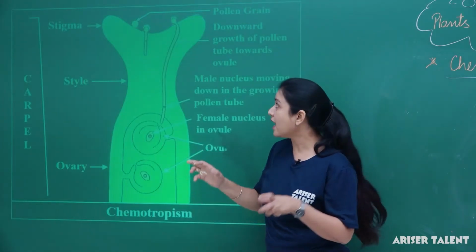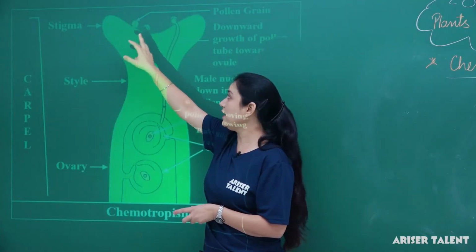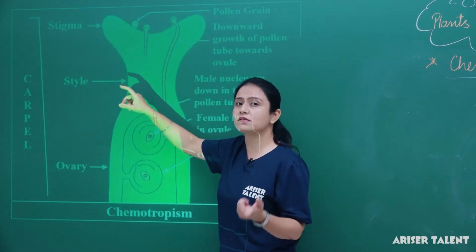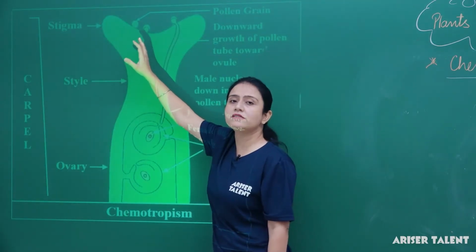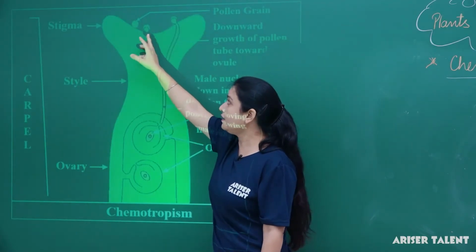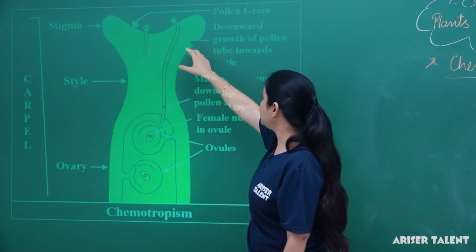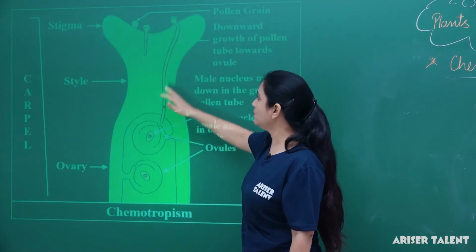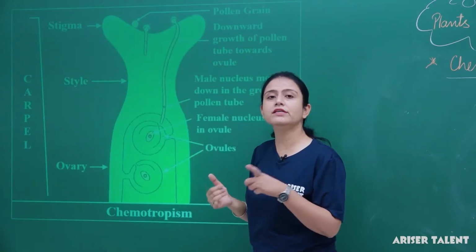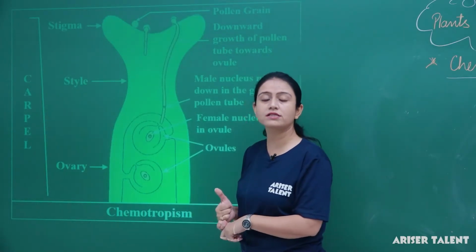Generally we can say that when this pollen grain comes to the stigma, it gives a response to the chemical substance. Which chemical substance? The chemical substance which is secreted by this stigma, and that is a sugar substance. So it responds to the sugar substance and then it grows a pollen tube downwards to the ovule. Generally this process helps in fertilization. The result of this process is known as fertilization.